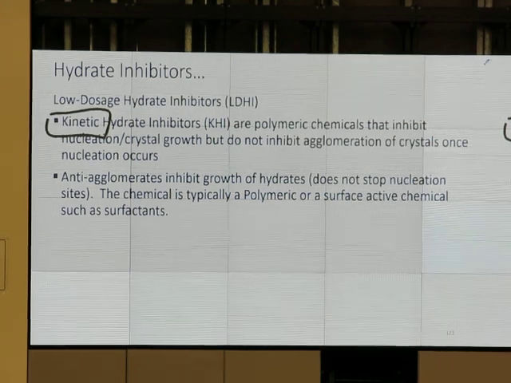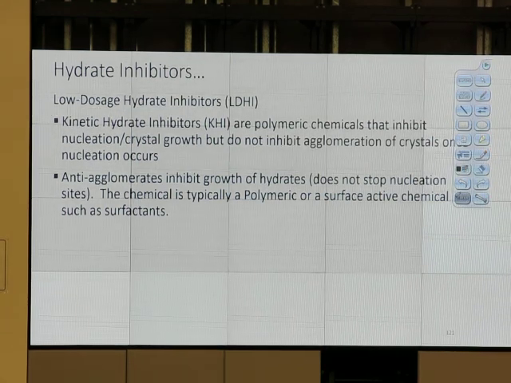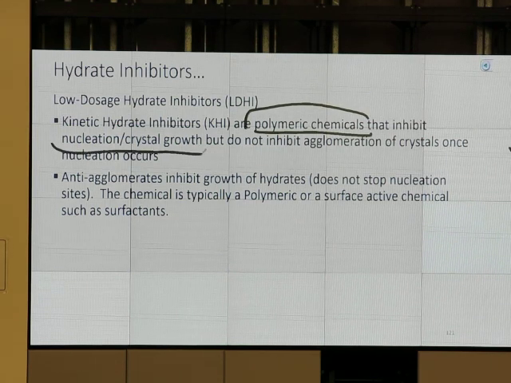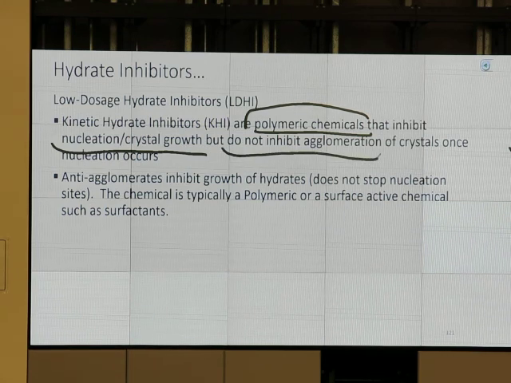Let's talk about another type: LDHI, low dosage hydrate inhibitor. It is one type of kinetic hydrate inhibitor. It's a polymeric chemical, a polymer. It inhibits nucleation and crystal growth, but does not inhibit agglomeration of crystals once nucleation occurs.